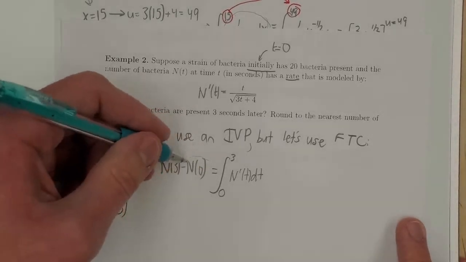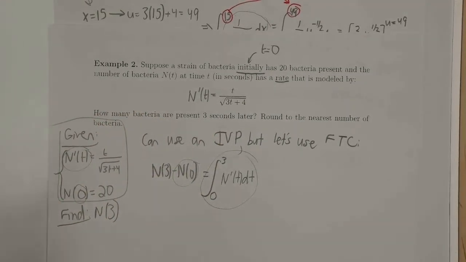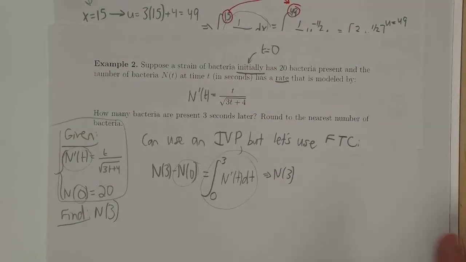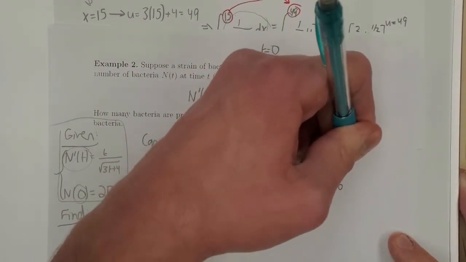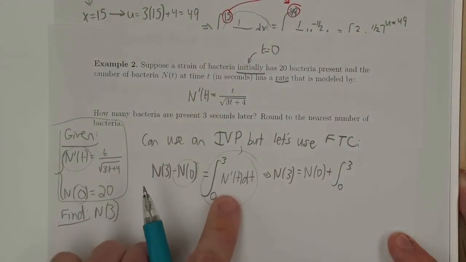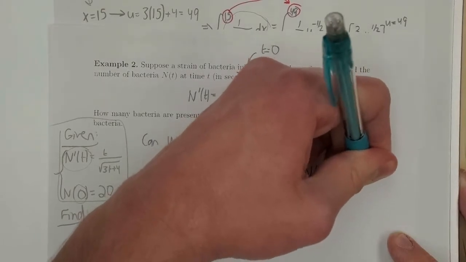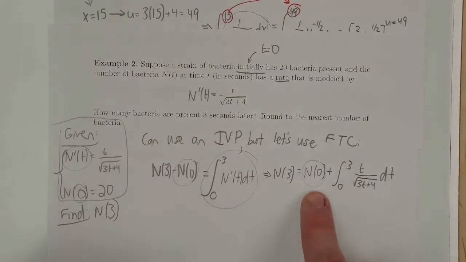So we're given this, and we can find this using the necessary substitution. So all we need to do is say that N of 3, this value we're looking for, is just equal to N of 0 plus the integral from 0 to 3 of N prime, which is given by this function here, t over the square root of 3t plus 4 dt. Like we said, we already have N of 0, so once we figure out this integral, we're done, essentially.